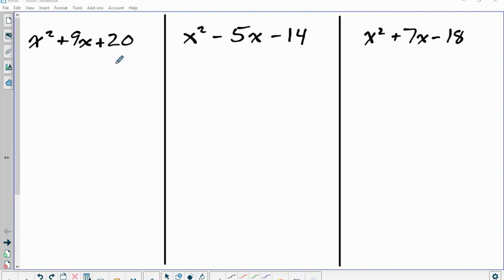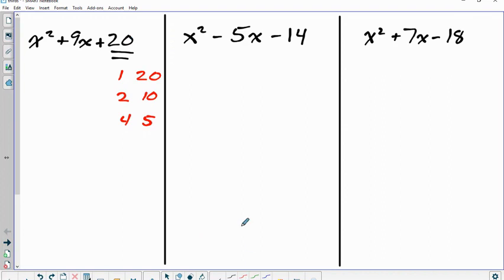So when I go to do this, I look at my third term, and I want factors of this third term that will add up to the middle. Now I say add up to the middle, but we can use positive and negatives here. So let me show you. The factors of the third term of 20 is 1 and 20, so it's 1 times 20, and then there's 2 times 10, and then there is 4 times 5. So those are the factors of 20.